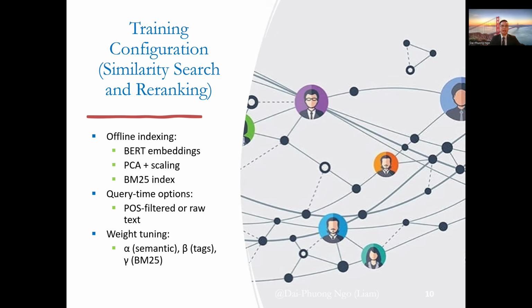Query vectors are then compared against the semantic index, and BM25 scores are computed in parallel. Final ranking depends on a small set of interpretable weights, controlling how much emphasis is placed on semantics, lexical overlap, and tag consistency. This makes the system easy to tune for different product needs.